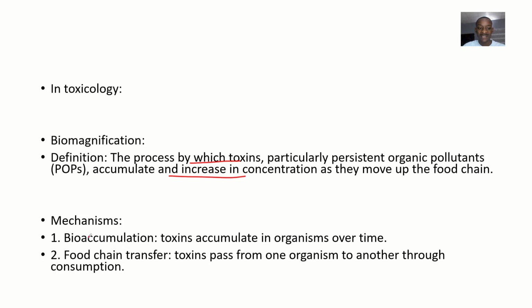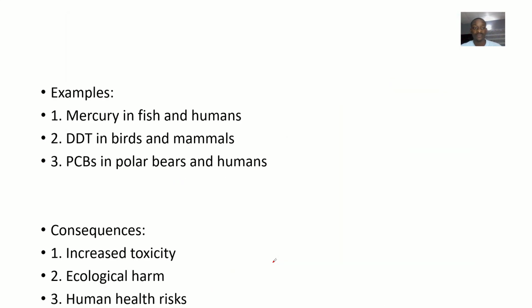Okay. So what are the mechanisms? Bioaccumulation is important. With bioaccumulation, toxins accumulate in the organism over time, and the toxins are not being broken down. So if I have the toxins at 60% of it, if you eat me, I'm giving you the 60%. Do you understand? So it's accumulating. Okay. Then food chain transfer: toxins will pass from one organism to another through consumption. As you eat the other one, you get it. As I eat the other person, I get it. Do you understand? As you go up the food chain.